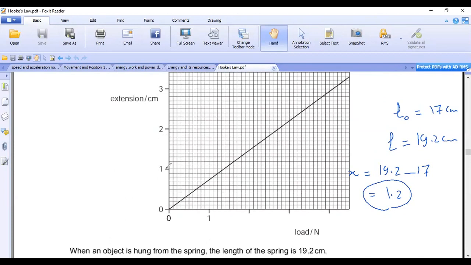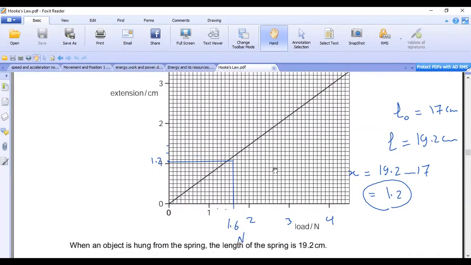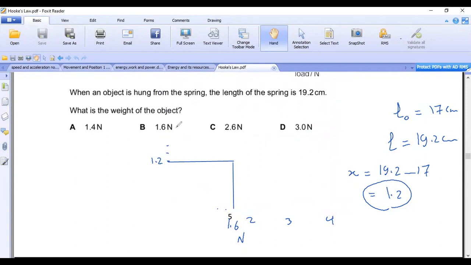Here I have the extension, 1.2, 1.4, yes, this is 1.2. So here we get the extension of 1.2. Cut the line at this point and then connect to this point here. We can take this reading. You'll find it to be, this is 1, 2, 3, 4. This is 1.2, 1.4, 1.6. Okay, so the correct answer here is 1.6.